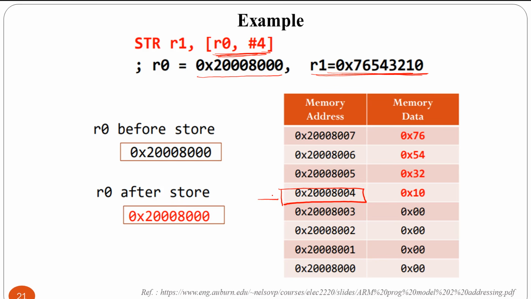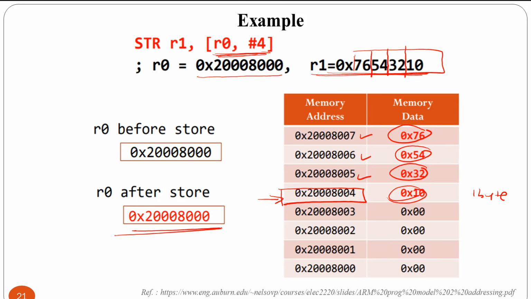Now as we know, at this location we can store only 1 byte of data, and this is 4 bytes of data, which is nothing but 32 bits. So the first lower byte will be stored at this location, then the next upper byte will be stored into this location, then the next upper byte into this location, and then 76 will be stored into this location. So we are accessing these 4 locations, that is 4, 5, 6 and 7, and we are putting this data into this memory. This is nothing but the store instruction, and after execution of this instruction we are not updating the R0 register because it is pre-indexing, we can say.